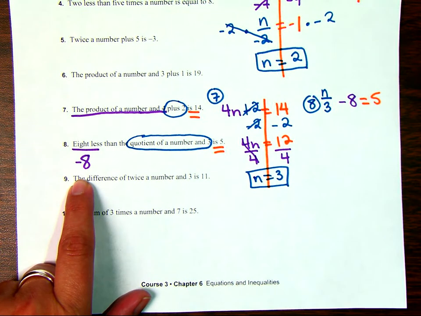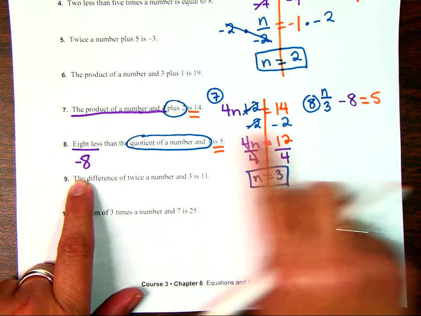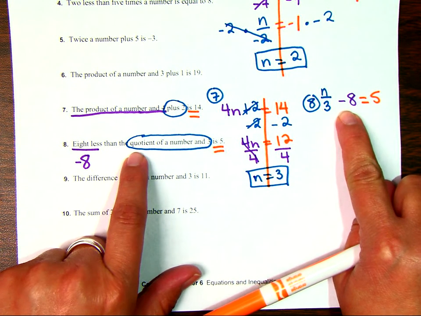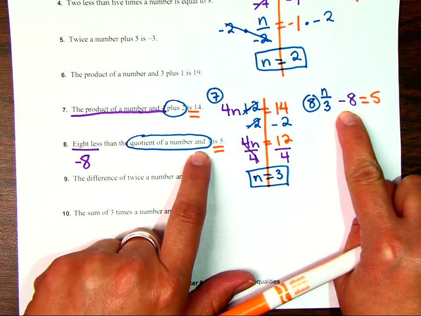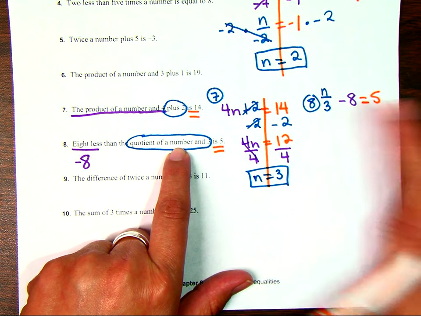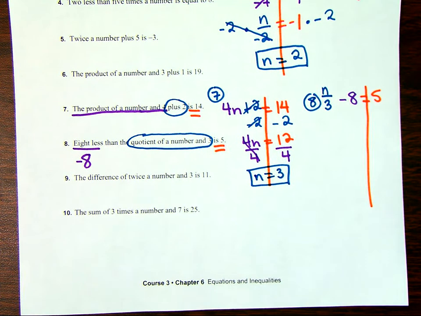It even took me a time or two to reread that over and over to make sure I got it. So let's see. 8 less, that means I'm subtracting 8. I'm subtracting it from the quotient of a number and 3. So some number divided by 3 gives me my quotient. So again, we want this letter n by itself, so we get rid of the constant.